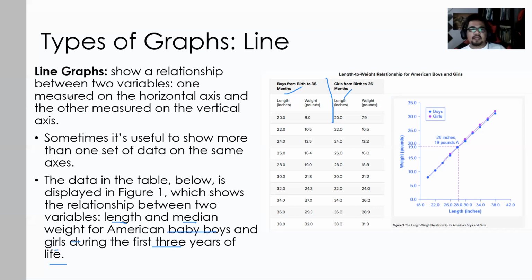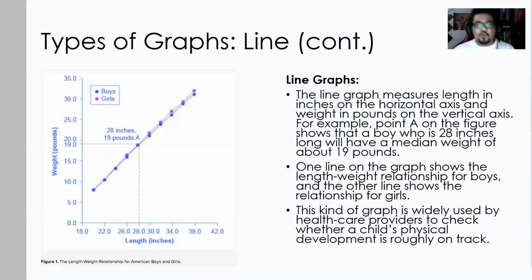So pinakita lang natin that again, the first type of graph is the line. Okay, so let me just clear it. Moving forward, we also have a continuation of our analysis. The line graph measured the length in inches on the horizontal axis and the weight in pounds on the vertical axis. So in this example, it points out on the figure that boys who are 28 inches long have a median weight of 19 pounds.